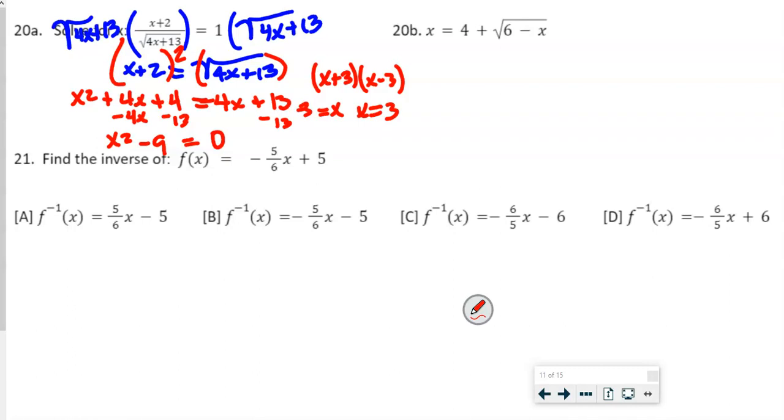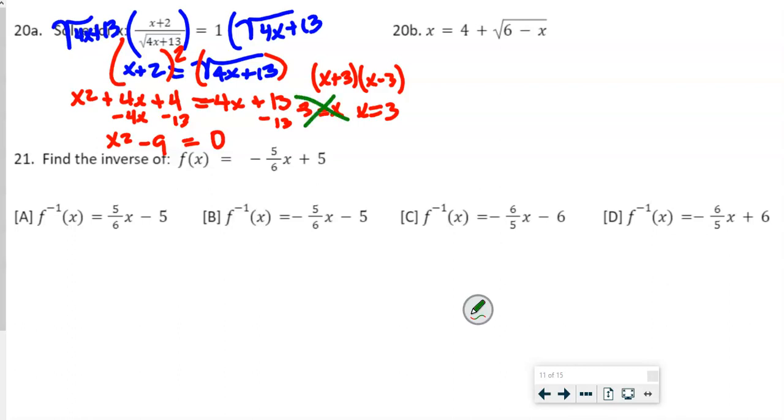So if we put the negative 3 in there, negative 3 plus 2 is negative 1. And negative 3 times 4 is negative 12, plus 3 is... So this would be negative 1 over 1, which would not be positive 1, it would be negative 1. So that means we know for sure that this one's not working, okay?